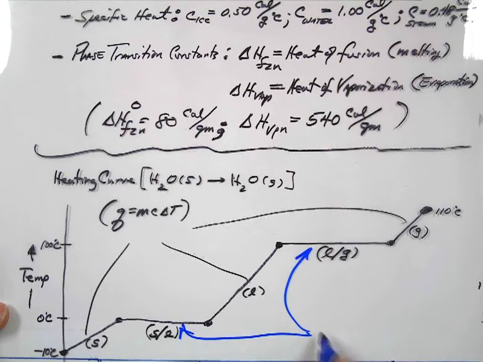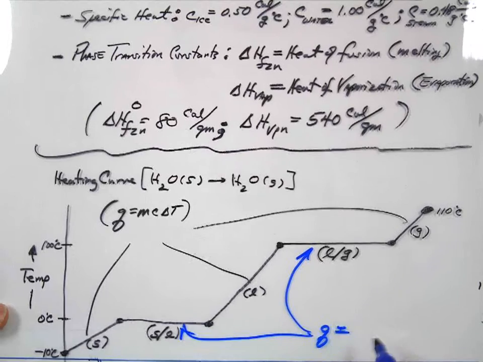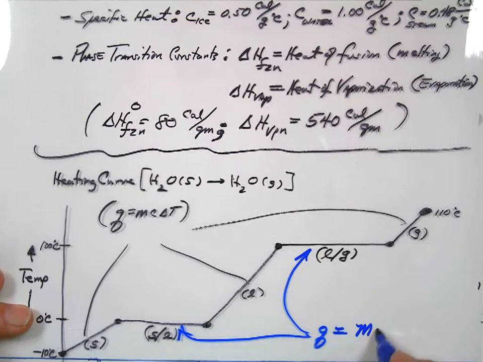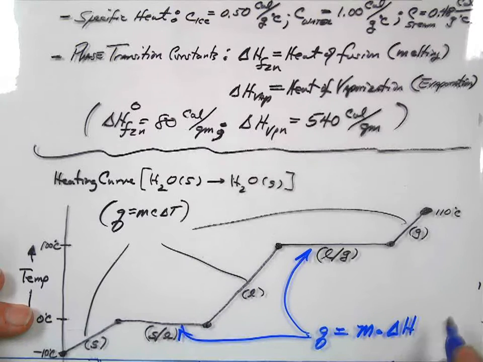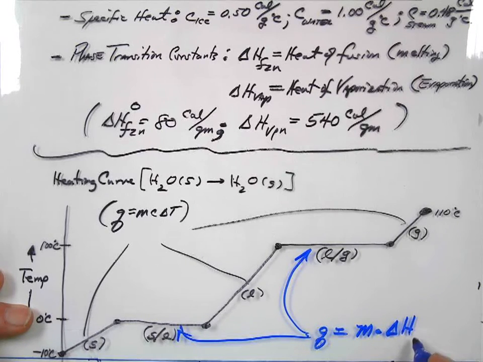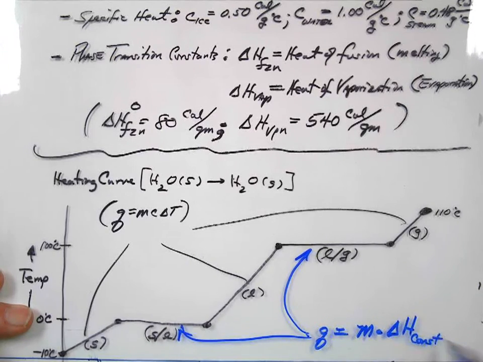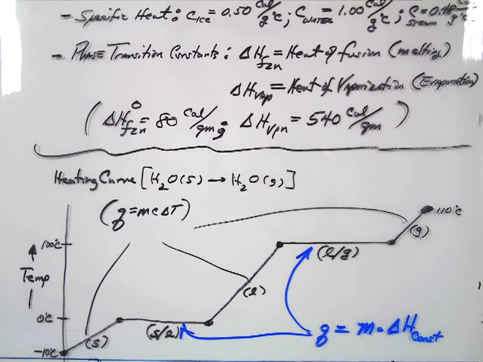The energy involved with that is simply the mass undergoing transition times the phase transition constant, whether it's heat of fusion if you're melting, or heat of vaporization.